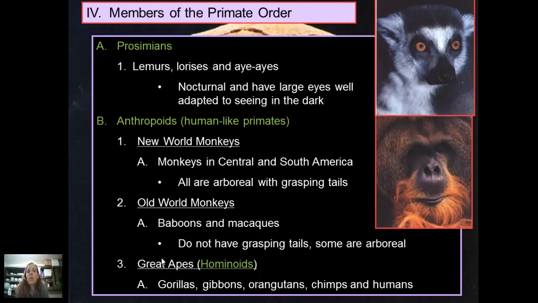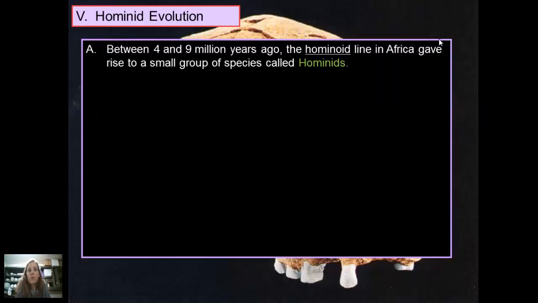All right, so what we're looking at here are some examples of primate orders. This would be orangutan. Okay, so what we know about hominid evolution, and hominid is a term that specifically relates to modern humans. Hominoid just includes any of the great apes. So some terms that we know: the common ancient ancestor lived sometime between 4 and 9 million years ago.